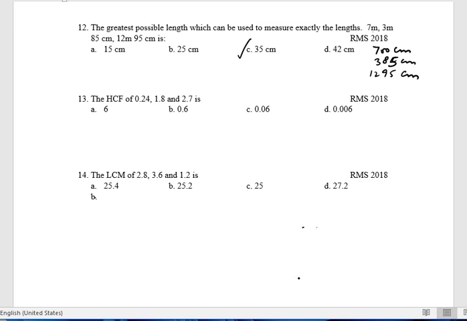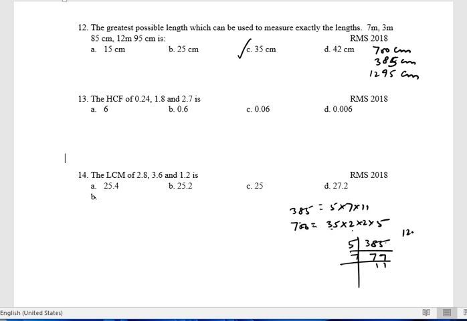Let me show you how it is going. 700 can be written as 35 into 2 into 2 into 5. 385 can be written as: 385 divided by 5. 5 7s are 35, carry 3, 3 and 5 is 35. So 5 7s are 35, 7 11s are 77. So 385 can be written as 5 into 7 into 11.